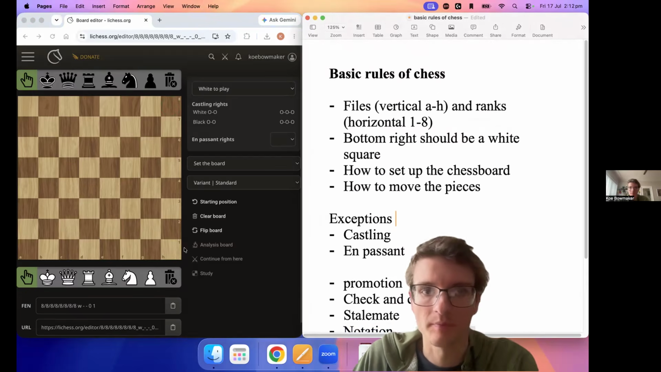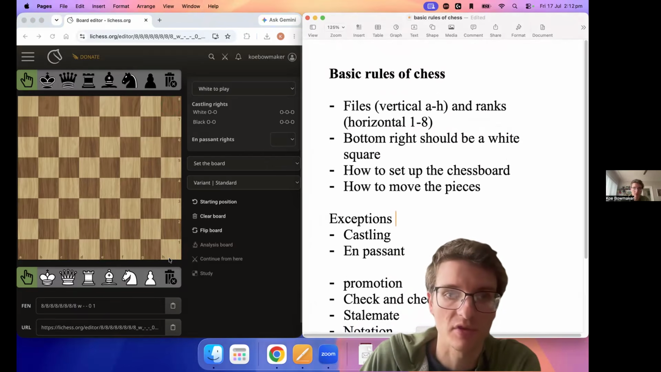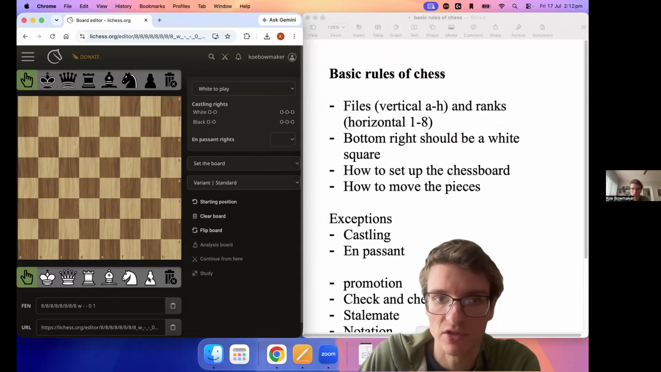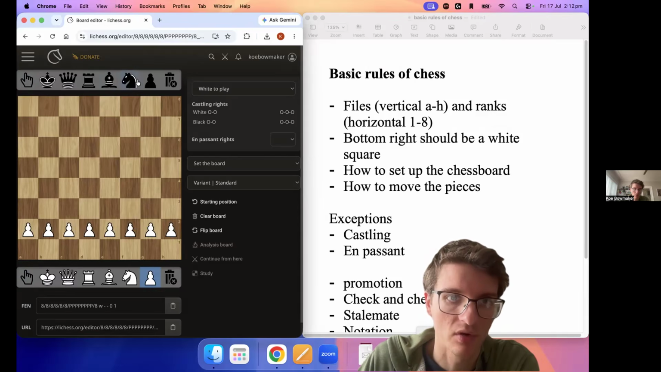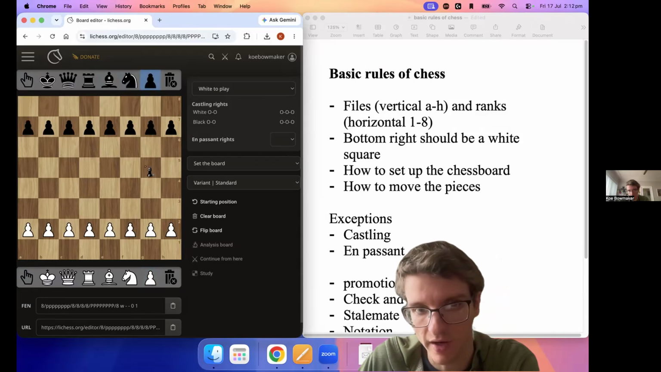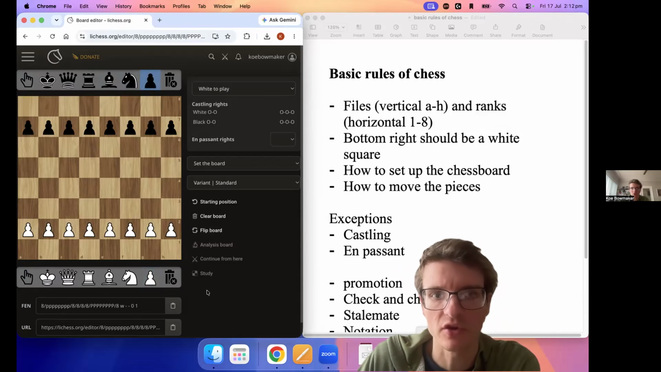So for now, I'm going to show you how to set up. The simplest way to set up is you take the pawns, you set them up on every square on the second rank. So that's the white pawns. And then you're going to take the black pawns and you're going to put them on every square on the seventh rank.